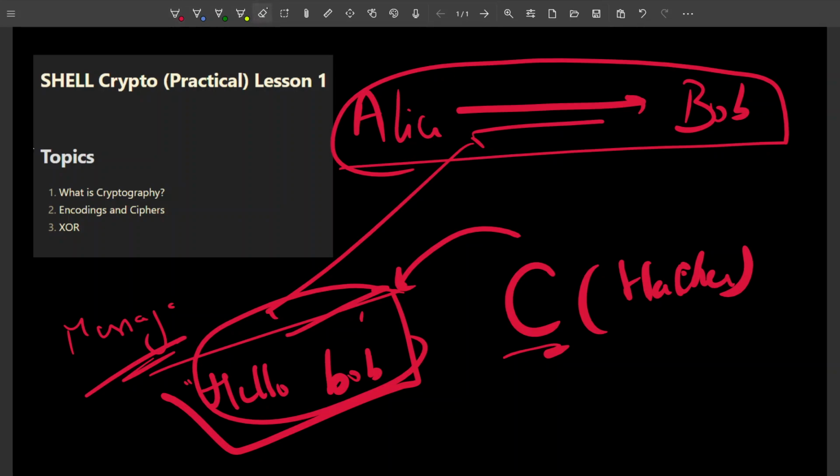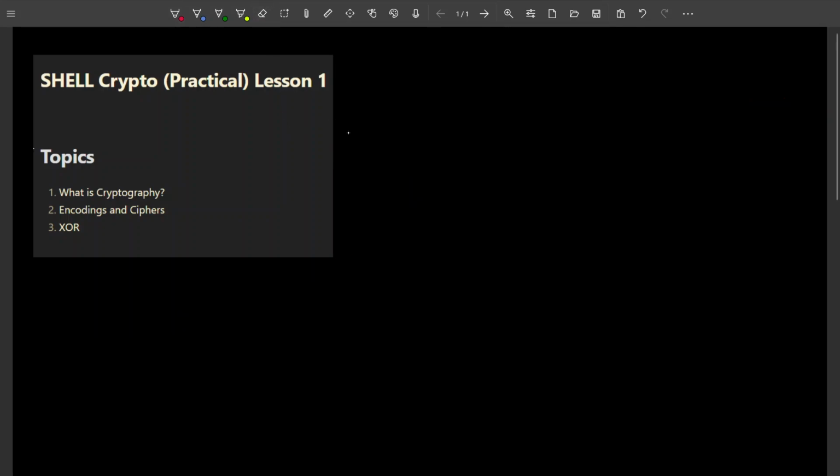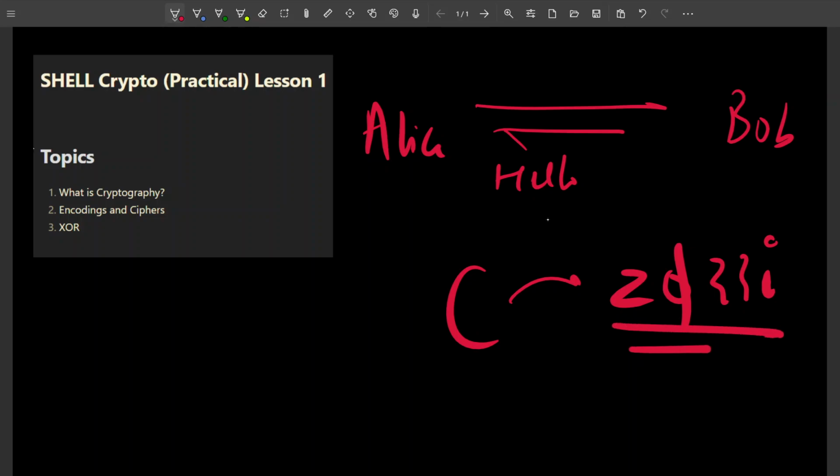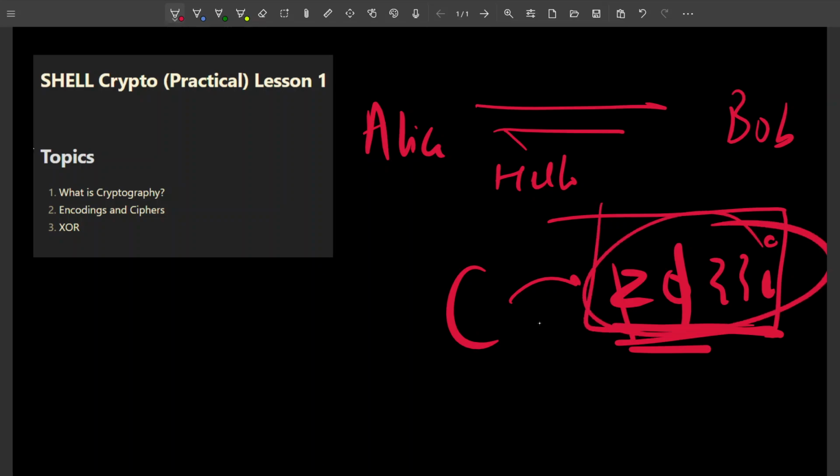Now, this is not an ideal situation, of course. So what we do instead is change the information that Alice and Bob are sending to each other in such a way that when C comes across it, all C understands is a bunch of gibberish. If the message was hello, and it was somehow made such that to C it looks something like this, it does not really make any sense to C. This is just a bunch of symbols that C sees, and he does not understand what they mean.